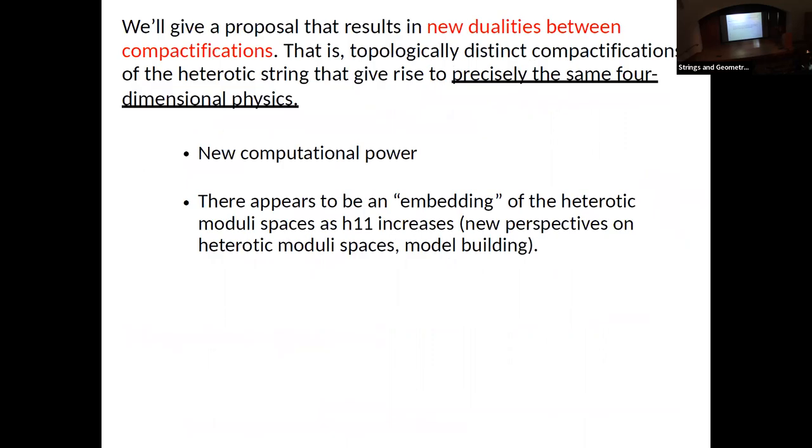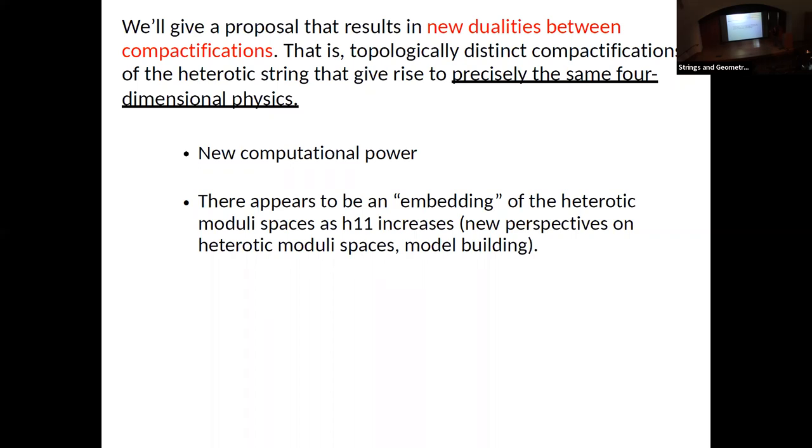It will turn out that the proposal that I will give will result in potential new dualities between compactifications. So what do I mean by duality? Because I'm mostly dealing with geometry, I'm not talking about the full world sheet theory. I'm talking about theories that appear to give rise to precisely the same four-dimensional n equals one physics. As a result, this geometric proposal, although it's not a complete field theory explanation yet, has new computational power in that I can have linked geometries that seem to give rise to the same physics, and things may be easier on one side of a conifold or another to compute various quantities.